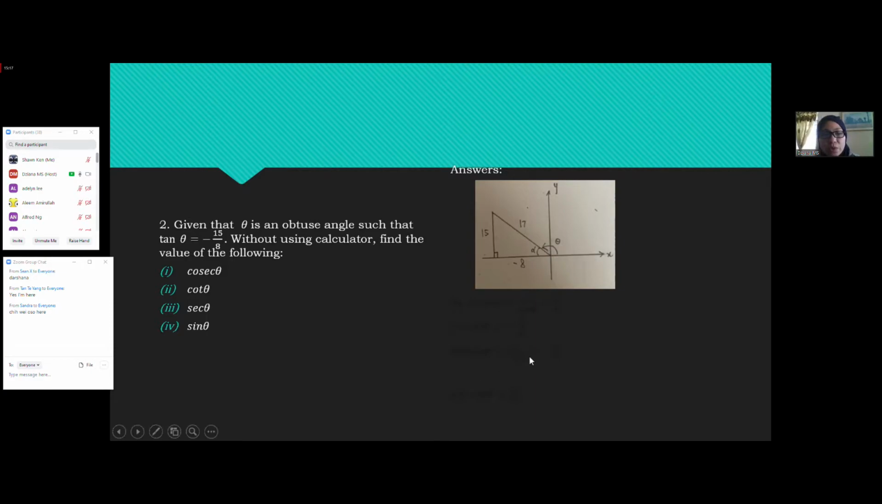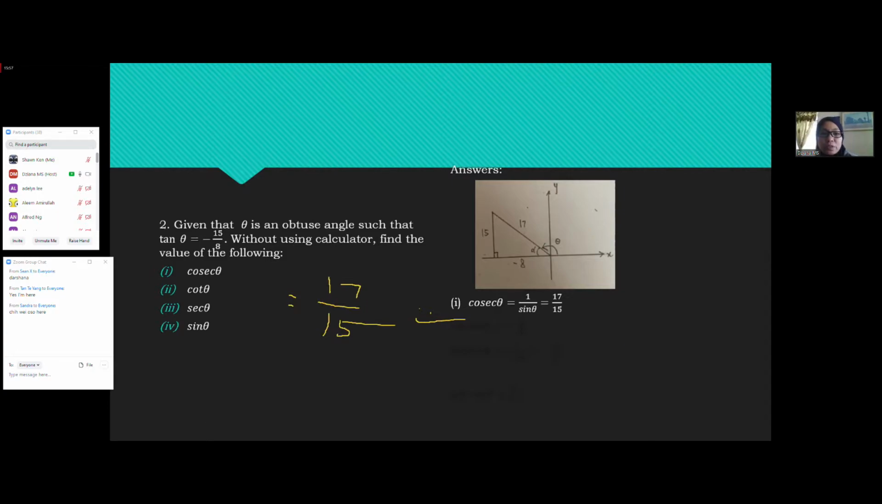Cosecant is 1 over sine. Can someone write down your answer for cosecant theta? Just scribble on the screen. Anyone? Okay, no response. Still copying? Cosecant is 17 over 15. Cosecant is 1 over sine, and sine in the second quadrant is positive. Let's check the answer. Yes, correct. Very good.